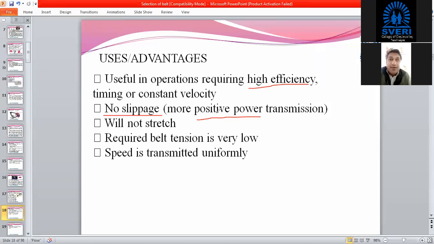Now, this particular drive is going to give us positive power transmission. This will not stretch more, and we can get the advantage of adjusting the center distance. Then the required belt tension is very low because grooves come in contact with the grooves provided on the pulley. So it is not essential, like in case of V belt, to provide proper tension. That can be reduced.